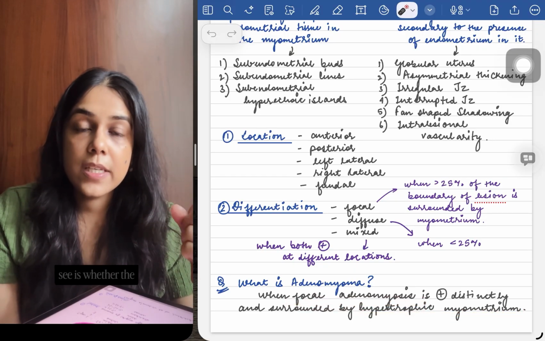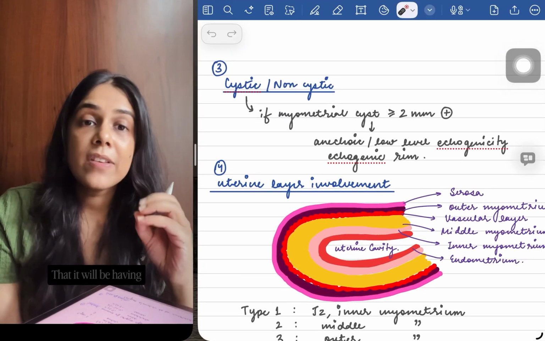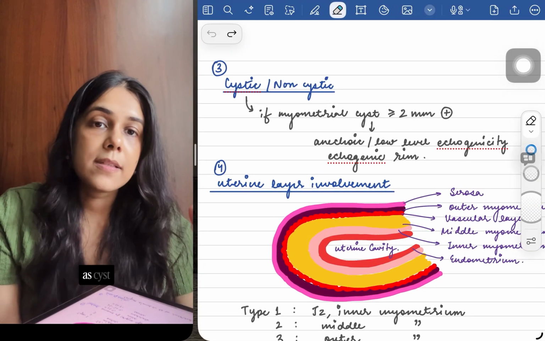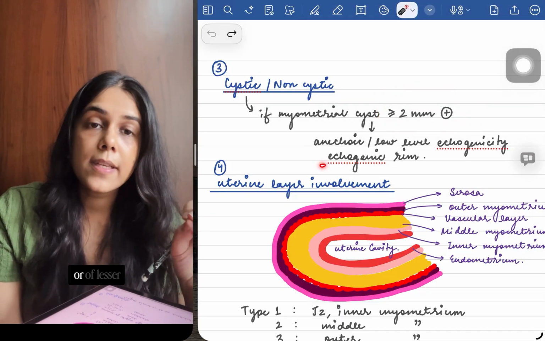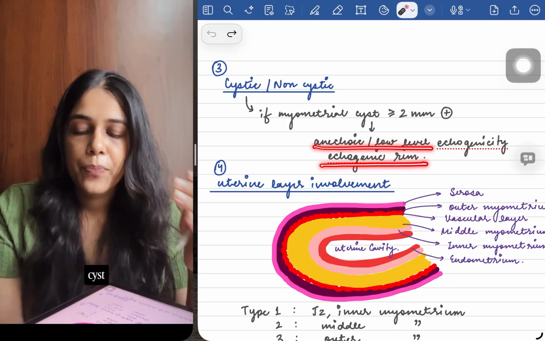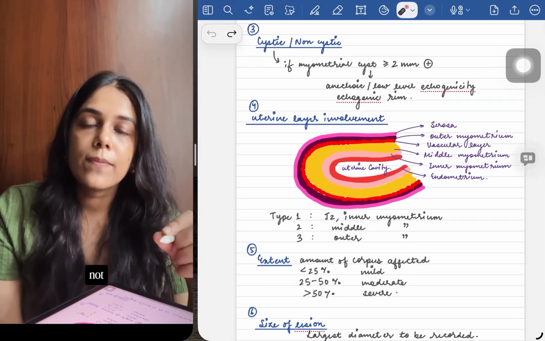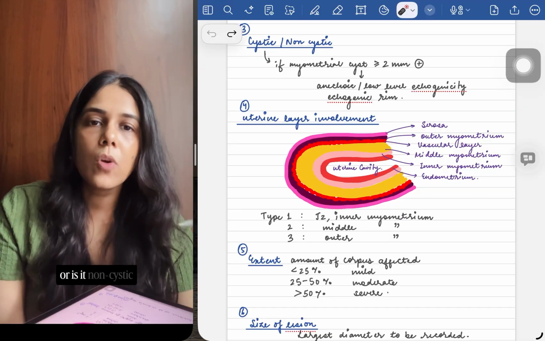The third feature which we see is whether the adenomyosis is cystic or non-cystic. Now cystic means it will be having cyst, the diameter of which will be more than 2 mm. Then they will qualify as cyst. Also, when they will be having a fluid that is anechoic or of lesser echogenicity and is surrounded by an echogenic border, then it qualifies as a cyst. We always have to tell whether this adenomyosis is having cyst or not. So in the ultrasound, it should be mentioned whether this adenomyosis is having cyst or is it non-cystic.